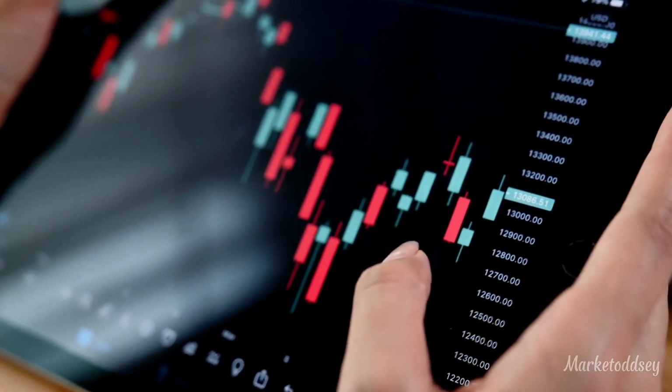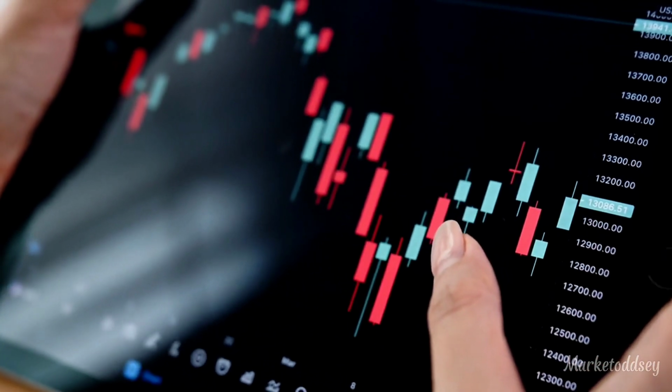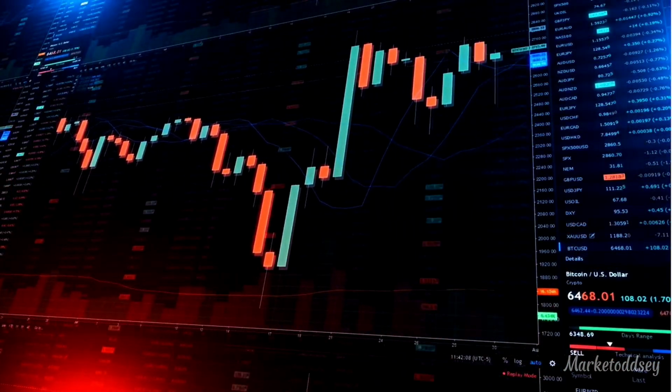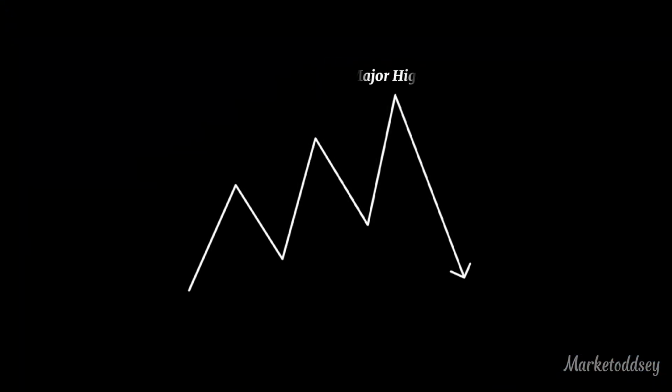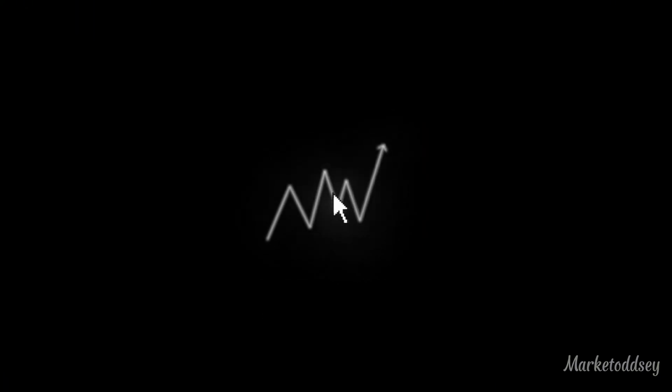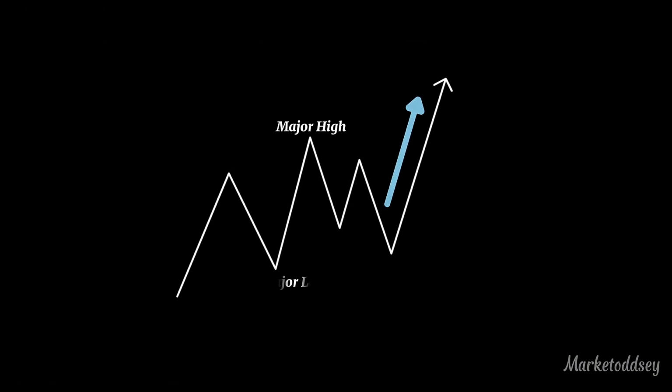In a perfect world, uptrends would be smooth and textbook-like, with clean, unbroken waves. But reality is messy. Prices often surge, pull back, consolidate, and then push higher. The key is to focus on the major highs and lows. These act as guardrails for the trend. For instance, if the price breaks below a major low in an uptrend, that's a red flag signaling a potential reversal. But if it holds and then breaks above a major high, the uptrend is likely to continue.